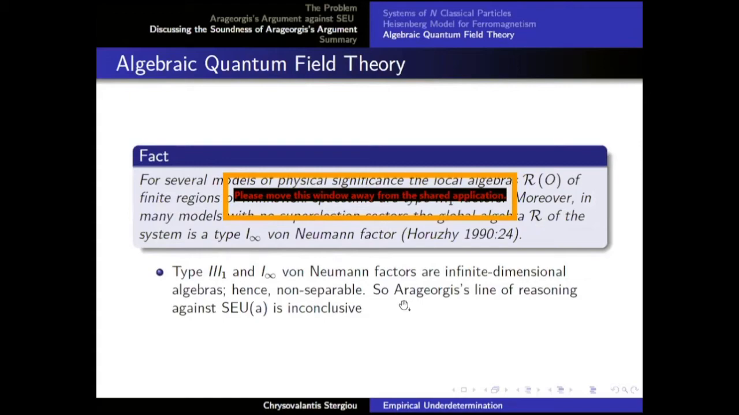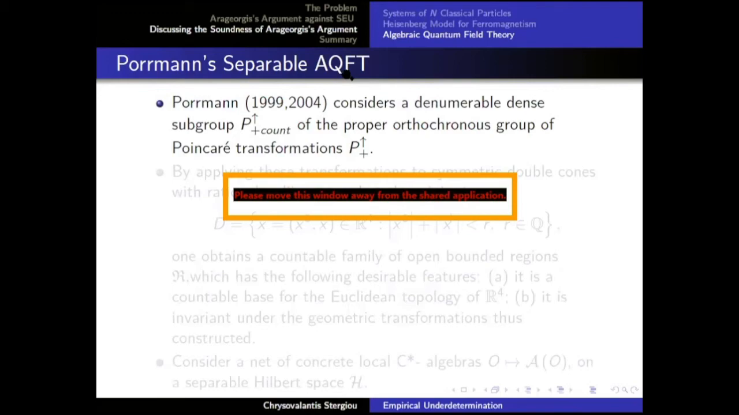And I think that Arageorgis had this in mind when he talked about cases of physical significance rather than the other cases. I mean, the finite dimensional case in the classical system or the Heisenberg ferromagnetism model. Porrmann, however, suggested a separable formulation of algebraic quantum field theory.